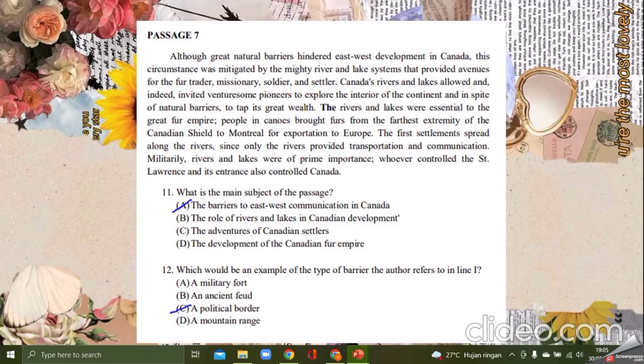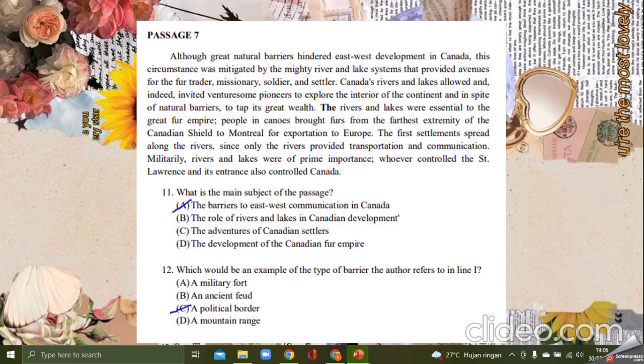The first settlements spread along the river, since only the river provided transportation and communication. Militarily, rivers and lakes were of prime importance. The river controlled the settlements, and its mouth also controlled the entrance to Canada.